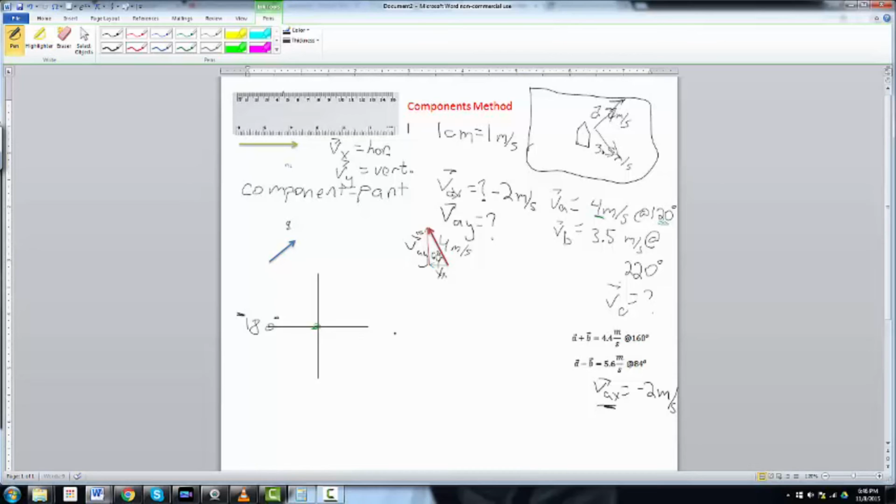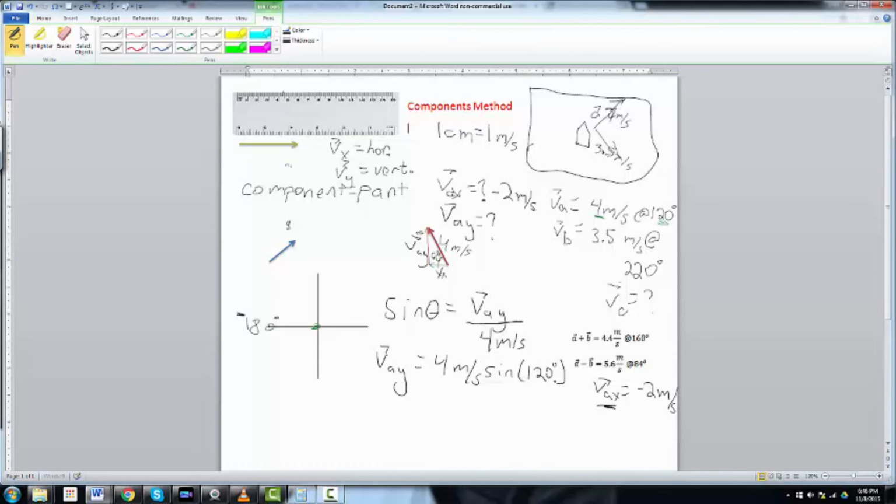My opposite and my hypotenuse, that means I'm going to use the sine of my angle is equal to VAY, velocity in the y direction of my A vector, divided by 4 meters per second. Once again, I'm going to multiply both sides by 4. So VAY is equal to 4 meters per second times sine of 120.